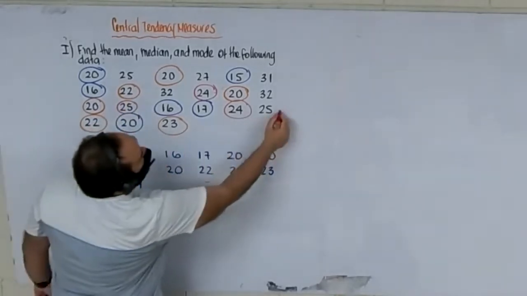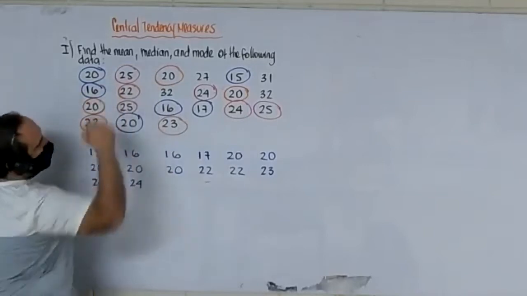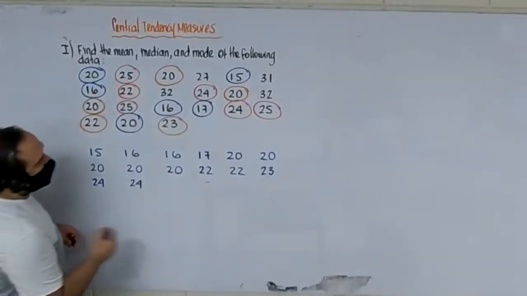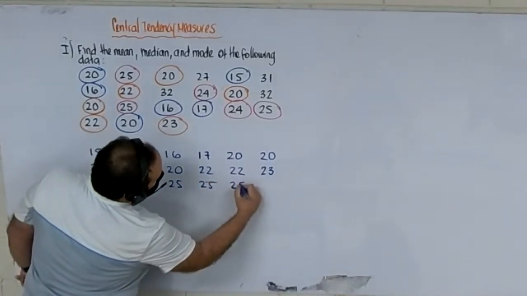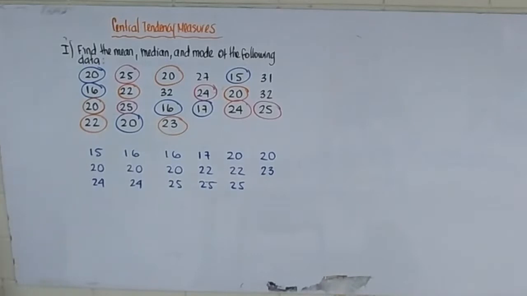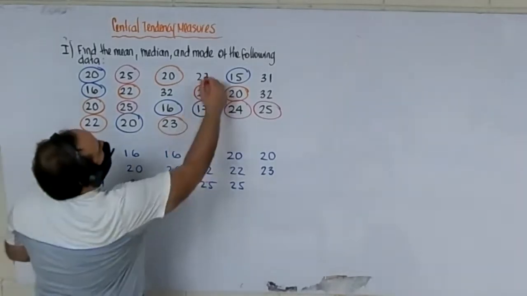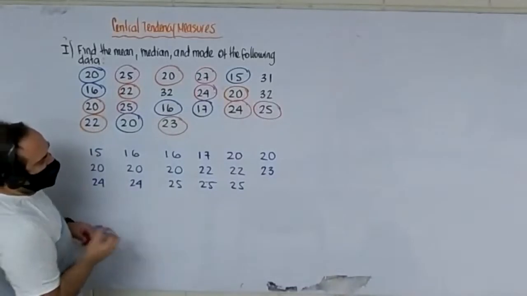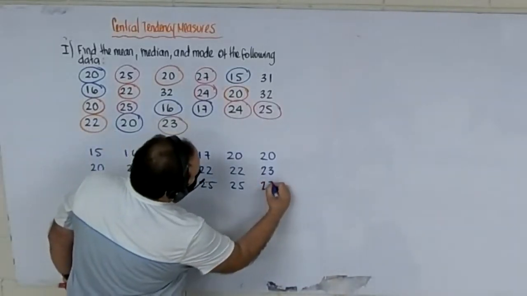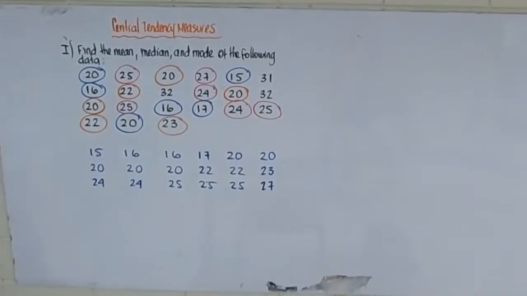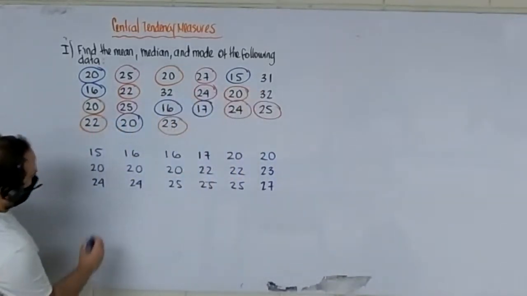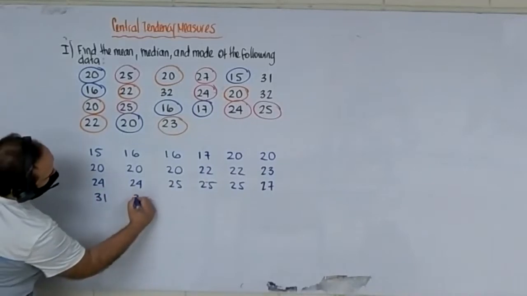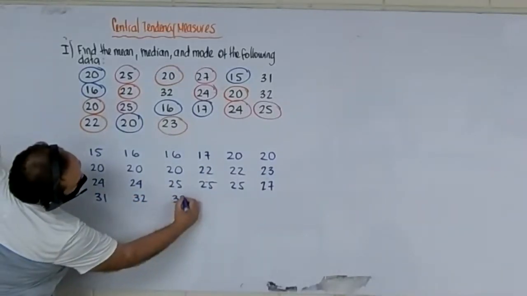25, three times: 1, 2, 3. Then 27, once. And obviously, we're missing two numbers, 31 and 32. If you see, 31 once and 32 twice.